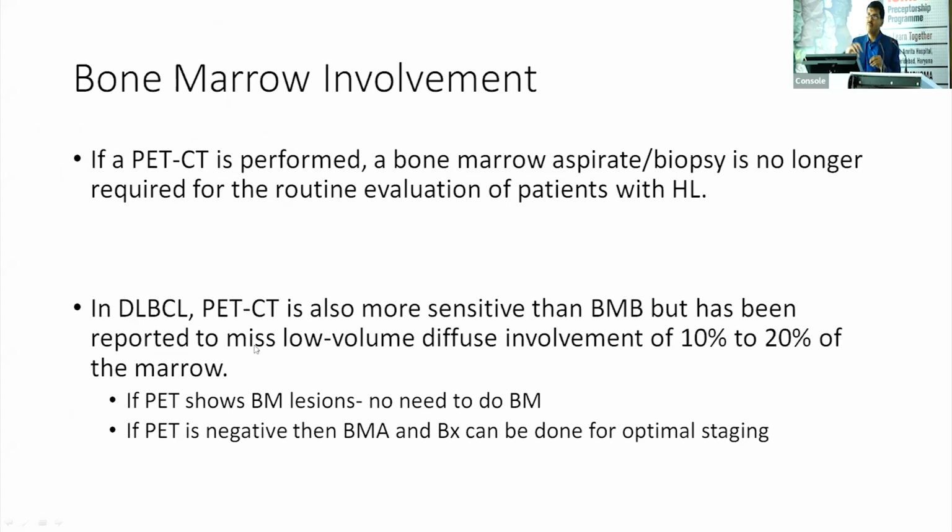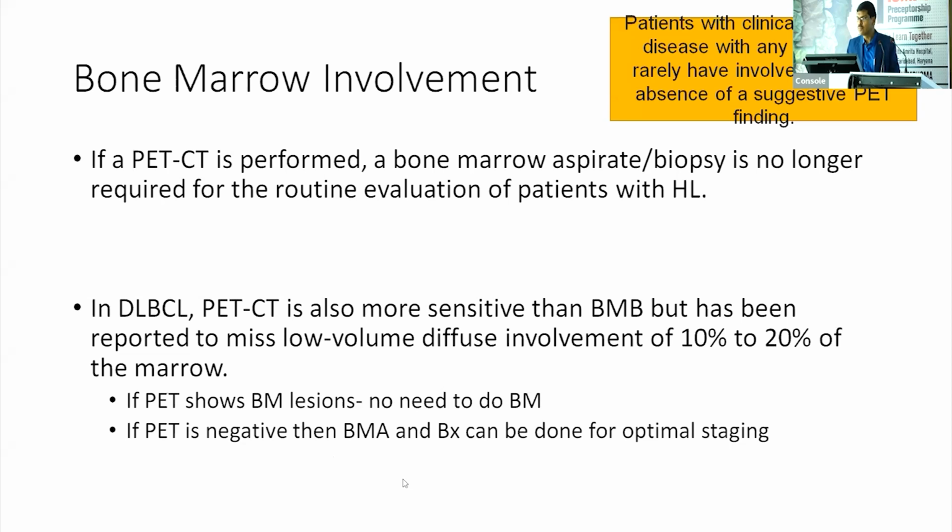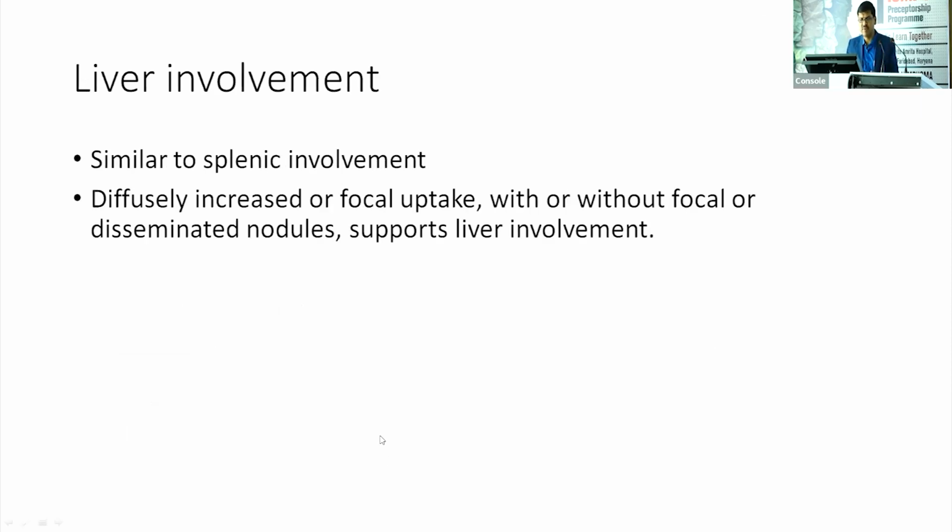In DLBCL, we always know that the involvement of marrow can be patchy. It can be low grade. It can be a few cells here and there, which PET-CT cannot pick up. And the statistic is that around 10 to 20% of cases of marrow involvement by DLBCL cannot be picked up by PET-CT scan. So what to do? If PET shows a bone marrow lesion, then there is no need to do a bone marrow examination. You can do away with it. If PET is negative, then you have to do a bone marrow examination to pick up this 20% low grade bone marrow infiltration.